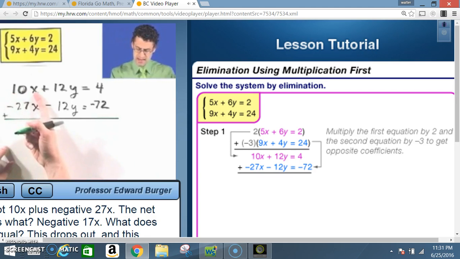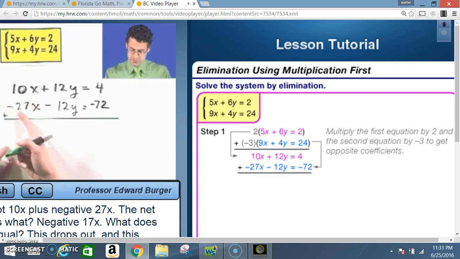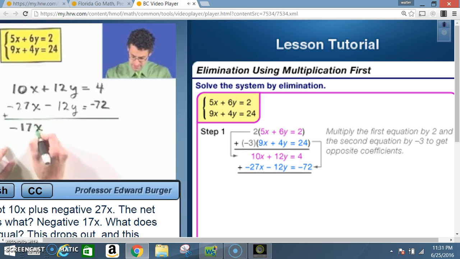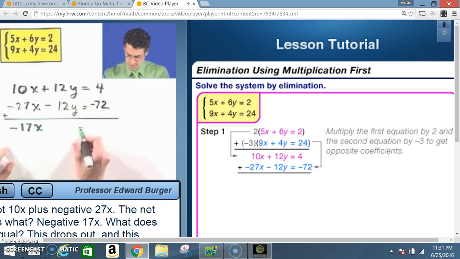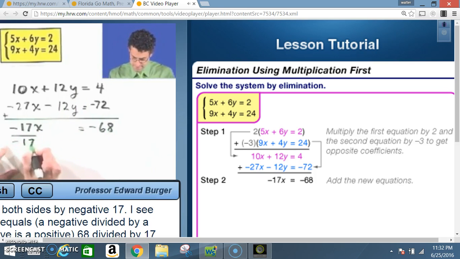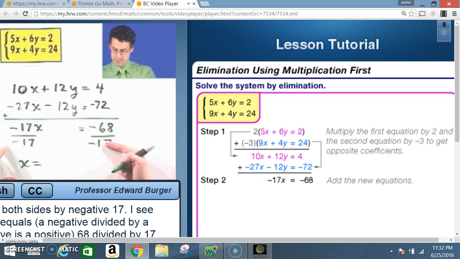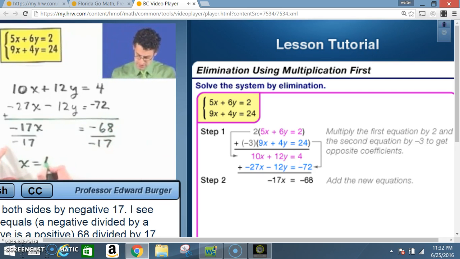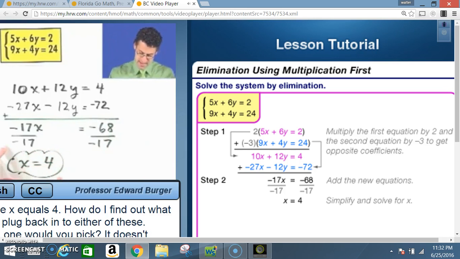Here I've got 10x plus negative 27x. So the net gain is what? Well, negative 17x. And what does that equal? This drops out, and this equals negative 68. Okay, so now I divide both sides by negative 17. And I see that x equals, well, negative 68 divided by negative 17. A negative divided by a negative is a positive, and 68 divided by 17 turns out to be 4. So I see x equals 4.